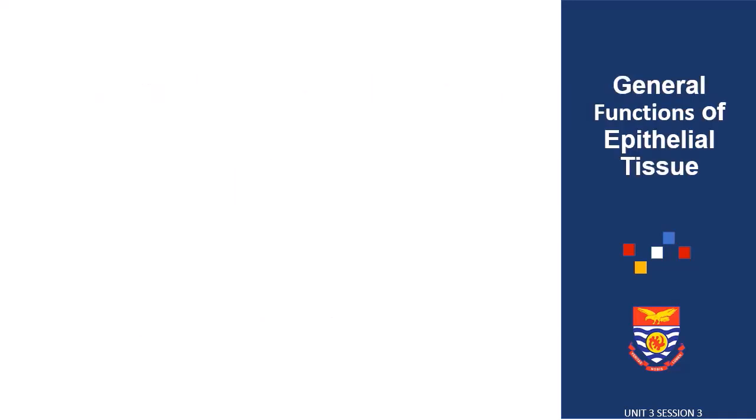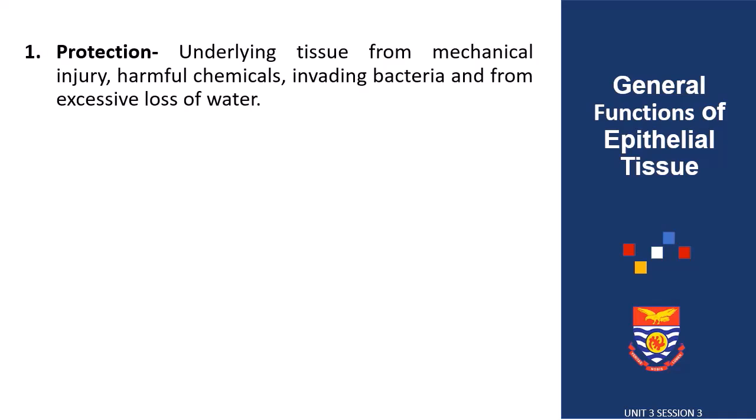Now let's have a look at the general functions of epithelial tissue. The first one is that some epithelial tissues are able to provide protection. For instance, the human skin epithelial tissues are able to provide protection to the underlying tissues from mechanical injury, from harmful chemicals, and also from bacterial invasion. They also help to prevent excessive loss of water.